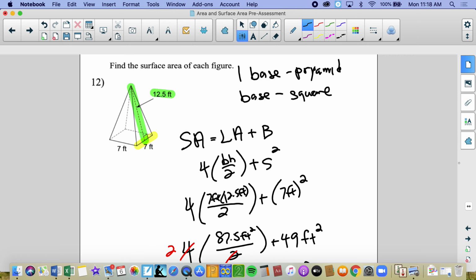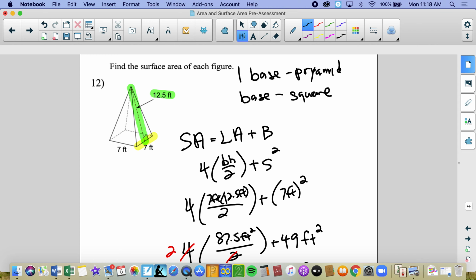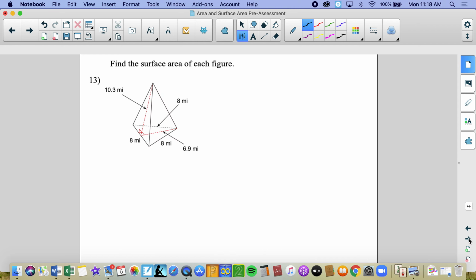Because it's a square base, we're going to have 4 lateral faces. When we move on to this one, which is a triangular base, we're only going to have 3 lateral faces. So we have a single base. So we know that it's a pyramid.